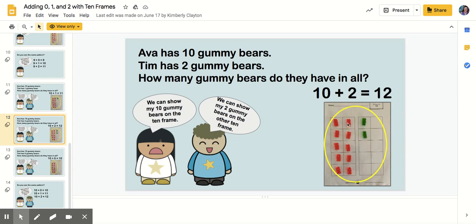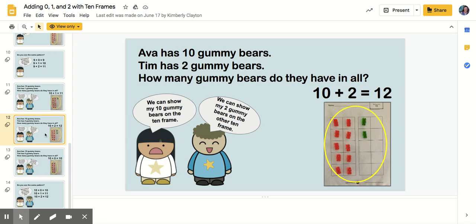They took 10 red gummy bears, and look, it fills up an entire 10 frame. So a whole 10 frame is filled. We know that's 10. That was their gummy bears that Ava had. And then we have 2 green here. That's how many gummy bears that Tim had. So we know we need to add the 10 here plus 2 more. So I know this is 10. I don't have to count it because I know it's filled up. So I'm going to go 10, 11, 12. So that means that 10 gummy bears plus 2 more gives us 12 in all.